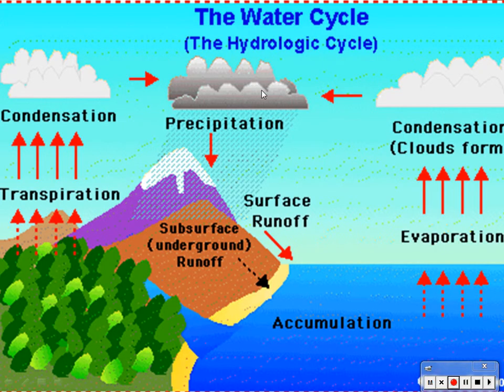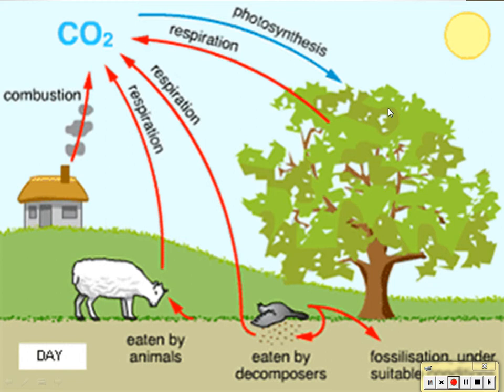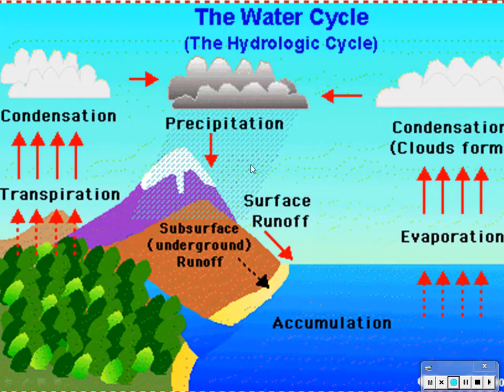It's always H2O. In the carbon cycle, it's CO2, it's C6H12O6. Is that right? That sounds right. All right, so it's turning into different things. In the water cycle, it's always water. It's just water in different forms.